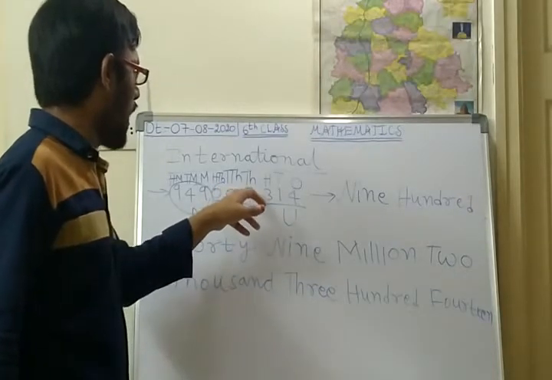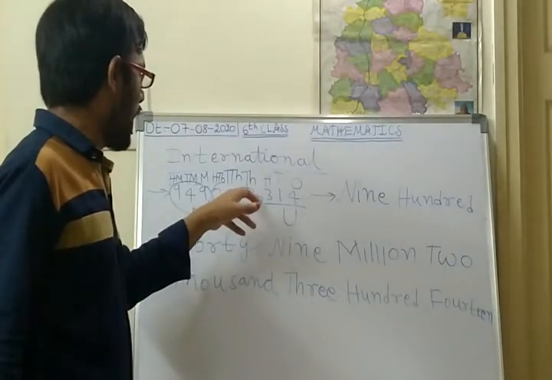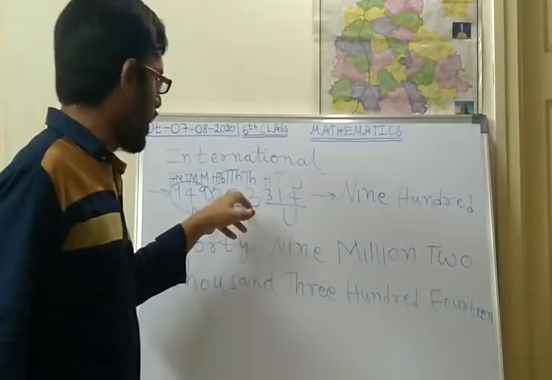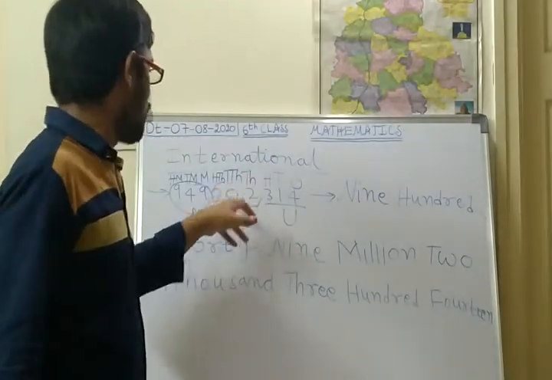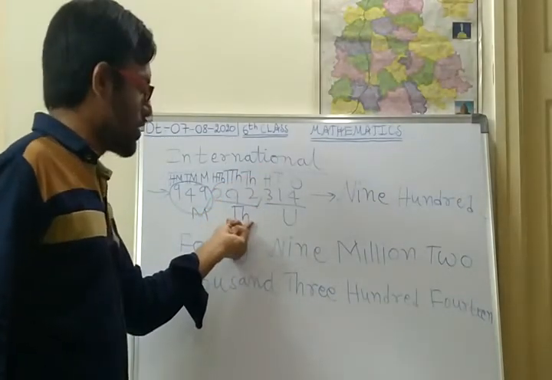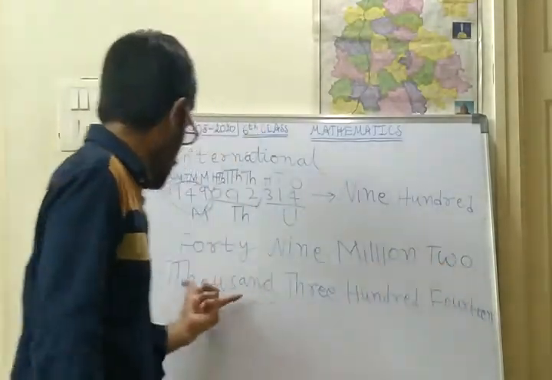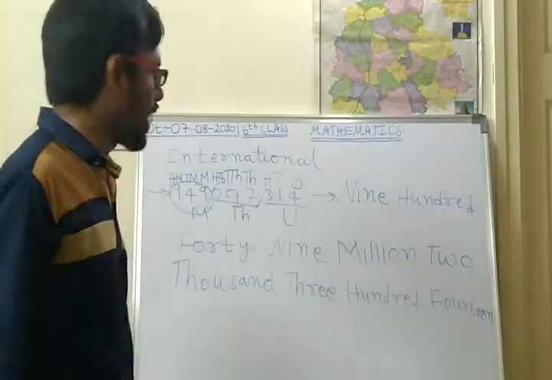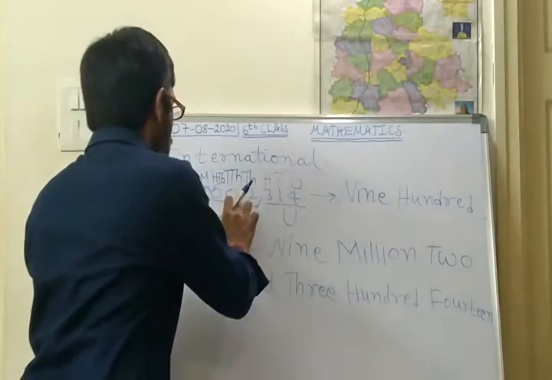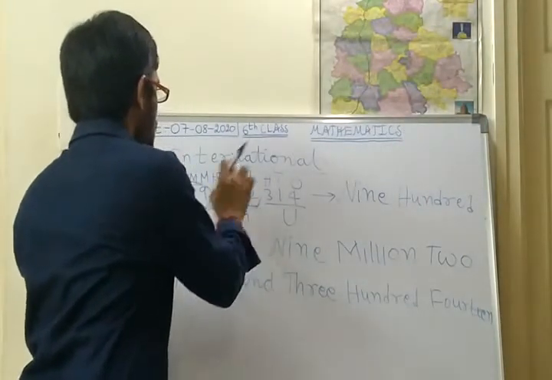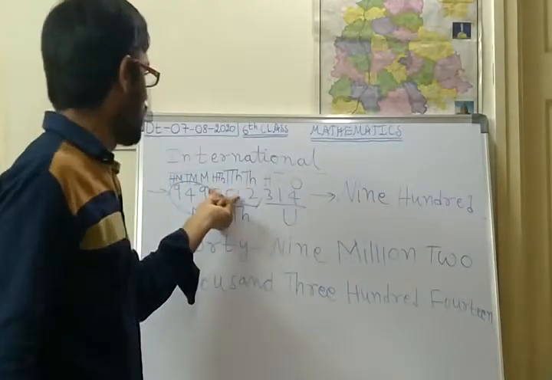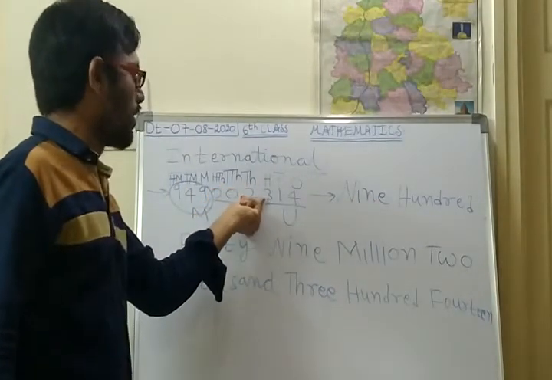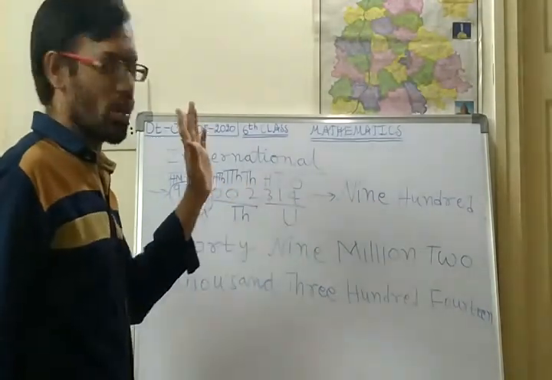9 2, 692. 692 belongs to thousands category. 692 thousand, 314, like that it will be coming. So here 0 zeros are there. So we have skipped these two places and directly we have written thousands. Okay, like this you have to write.